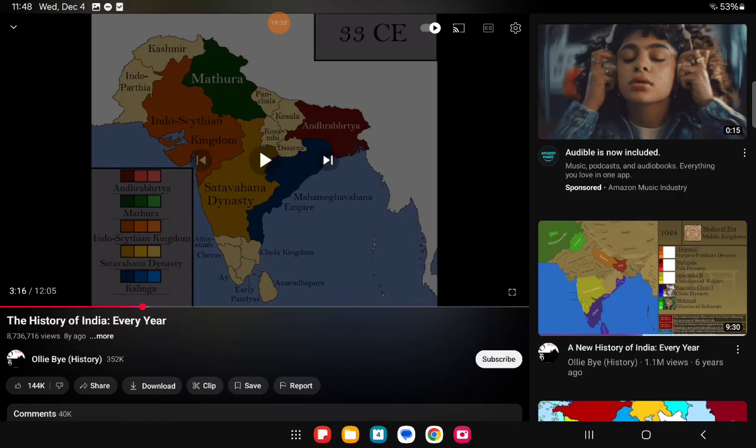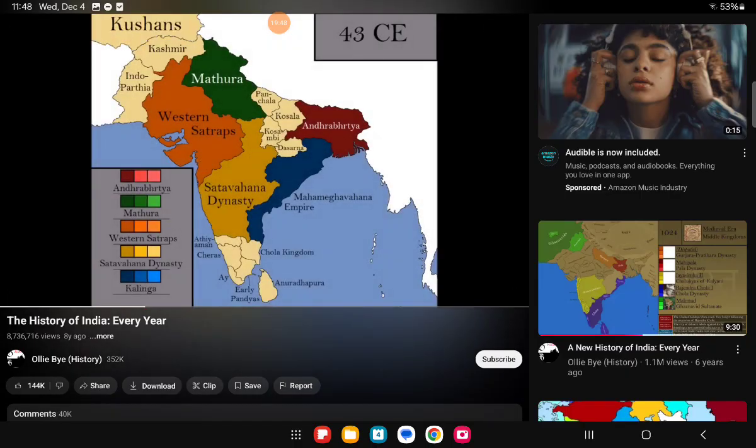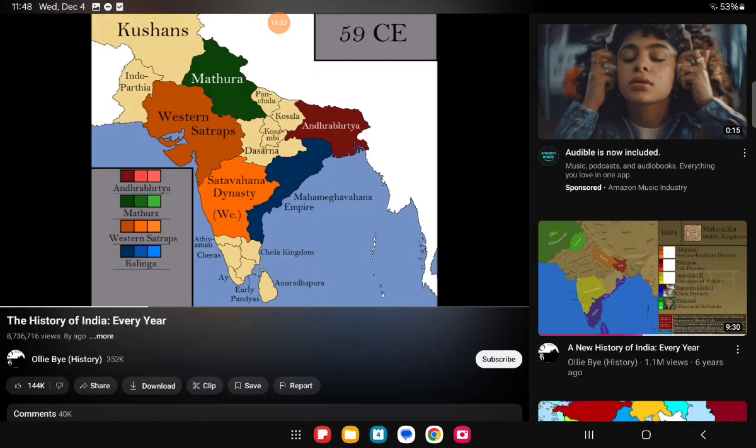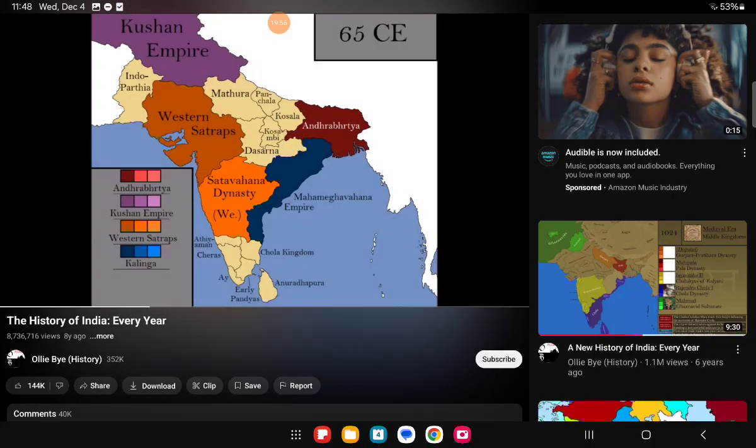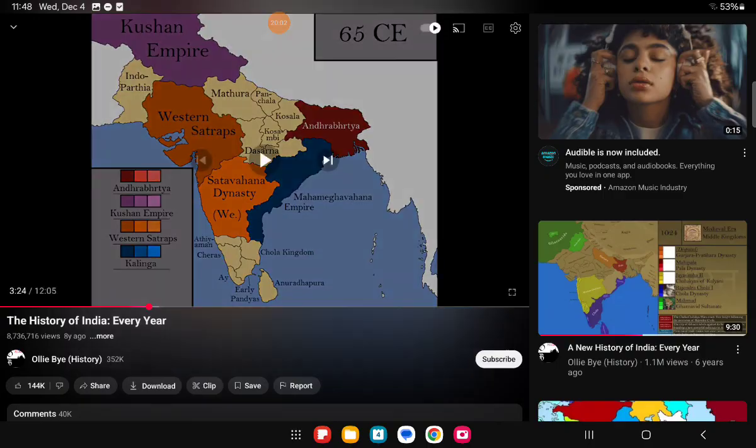Oh, look, Jesus just died, but also came back to life. And now the Indo-Scythians are called Western satraps. Kushans appear and eat Mathura, and now form the Kushan Empire, and the Western satraps basically turn Satavahana into their vassal state.